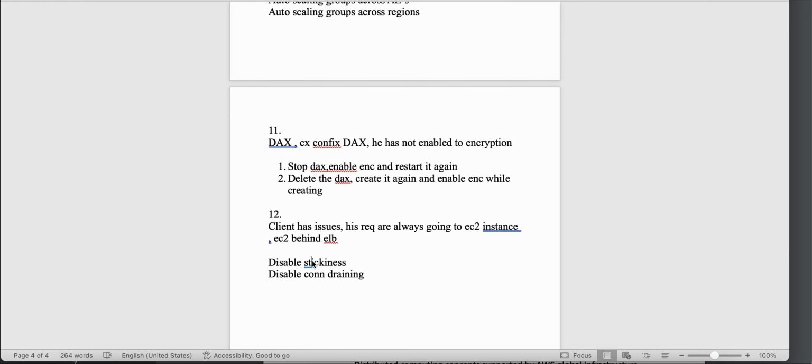Stickiness is when we want that requests from a particular user should go to a particular instance only. So it's beneficial sometimes, but it can also lead to issues. Therefore, if it's leading to issues, we can disable the stickiness. Connection draining is a different concept. It's basically when a target like an EC2 instance is not healthy, we give some time, like connection draining time, for the existing connections to go through. So that is a different thing.